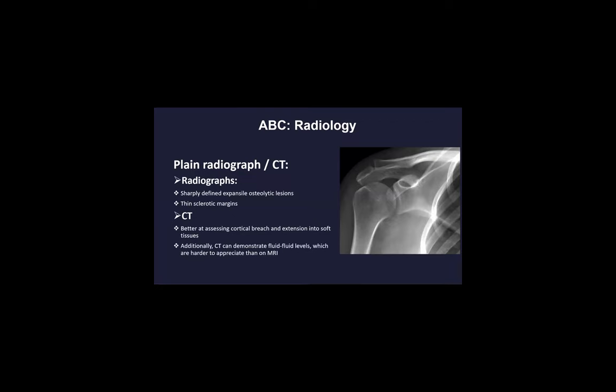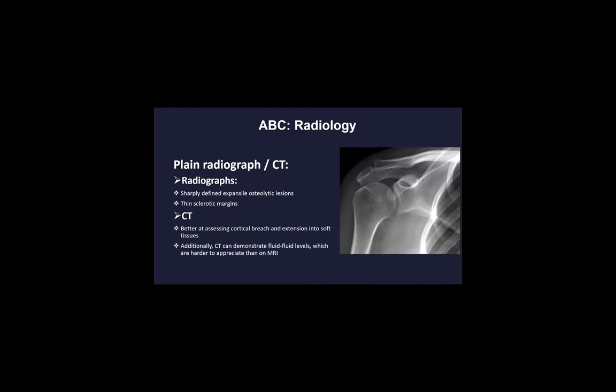Yes, the ABC, starting with the plain film or radiographs and CT, we expect to see a lytic lesion with pretty sharply defined margins, which tend to be very thin and expanded, hence the name aneurysmal. It's like a blown up area. So a very mild area of cortical remodeling and expansion would not necessarily correlate with what we expect to see with these ABC cases.